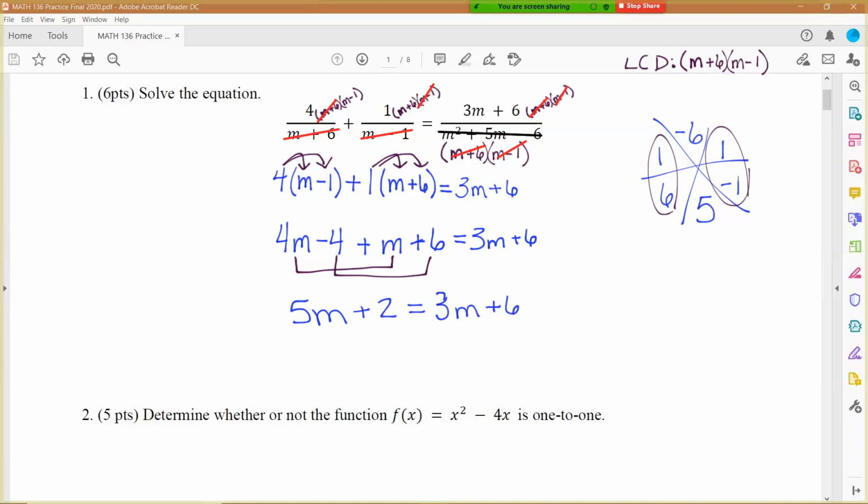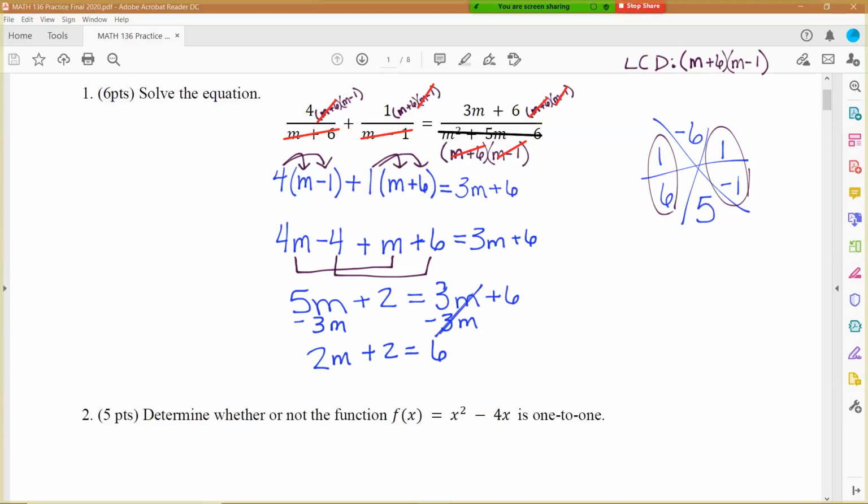So now I have 5m plus 2 equals 3m plus 6. We're trying to get m by itself. We need to move 1 to the other side. Which one do you want to move? The 3m, I would move the 3m. It's positive, so I'm going to move it by subtracting 3m from both sides. So that gives us 2m plus 2 equals 6.